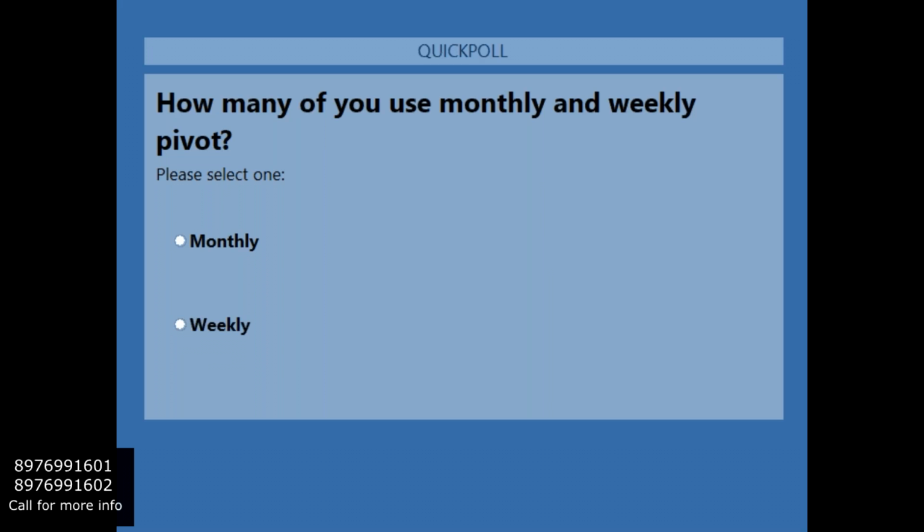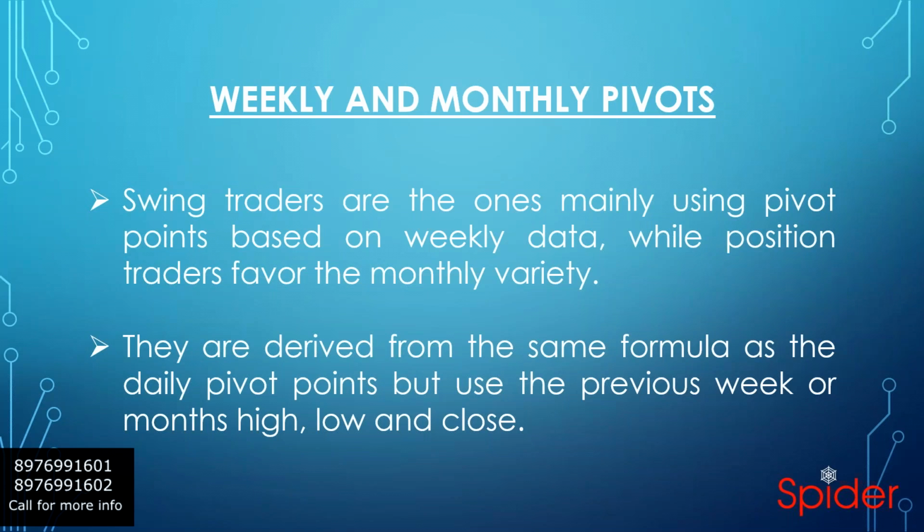Okay, as per the data received, I can see that most of our clients use the weekly pivots. It's very good to use weekly pivots, but I will repeat again: the bigger the time frame, the greater the accuracy. So why do swing traders use the weekly and monthly pivots?